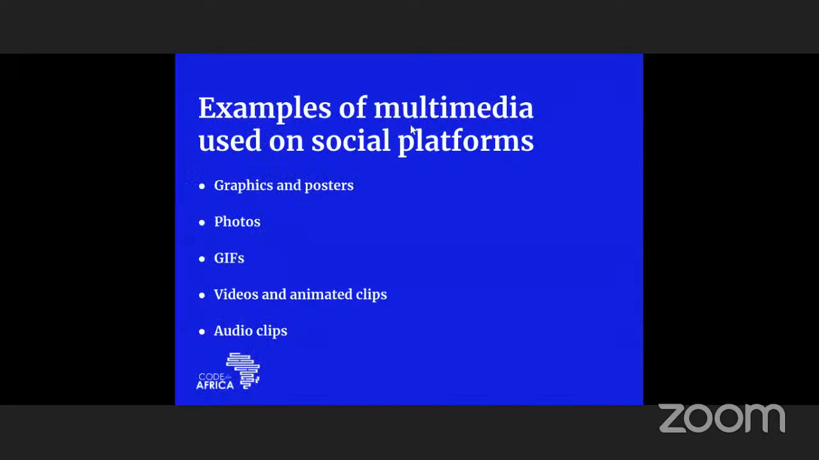Examples of multimedia that people use on social media platforms include things like graphics and posters. We have photos, we have GIFs, we have videos and animated clips, and we also have audio clips which can come in the form of audiograms.